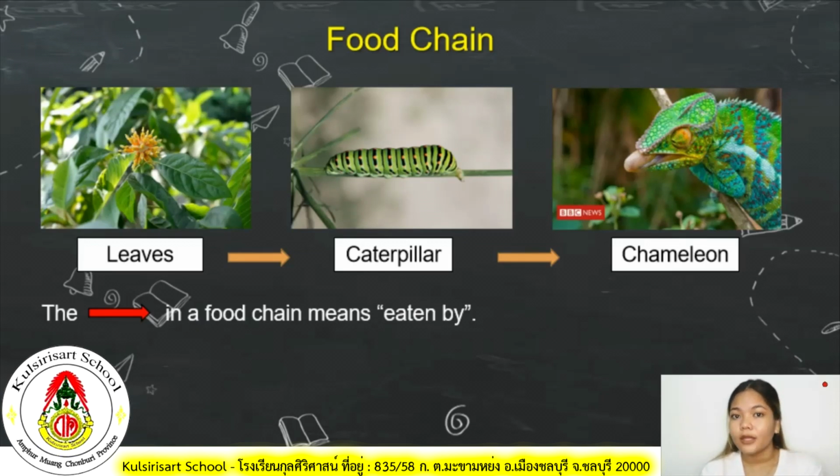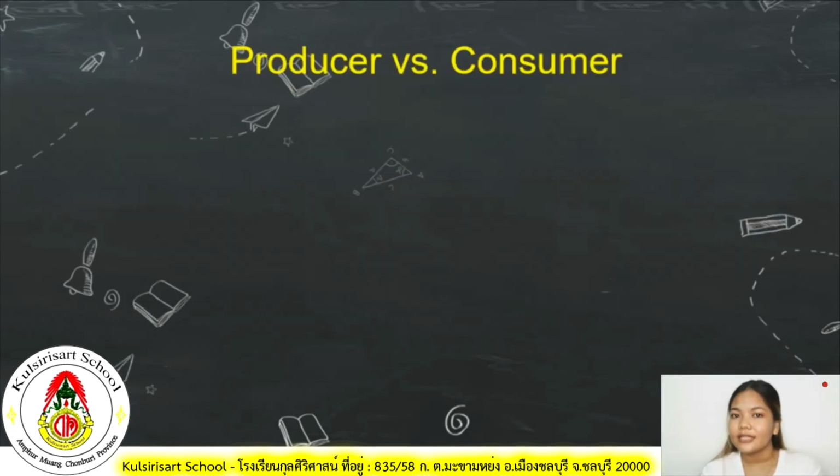Now, I hope that it's already clear to you what a food chain is and what the difference is between a producer and a consumer. Okay, so we have there the leaves, the caterpillar, and the chameleon. Now let's define what a producer and a consumer are. What is the difference between these two?